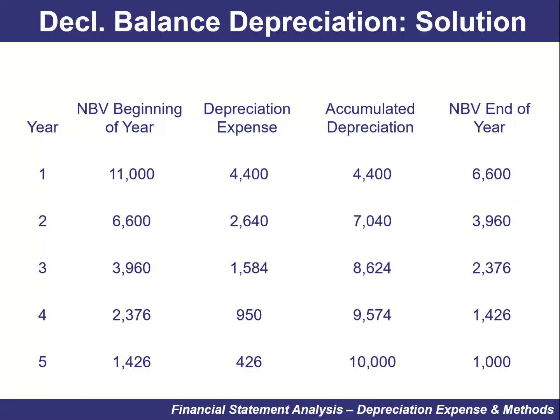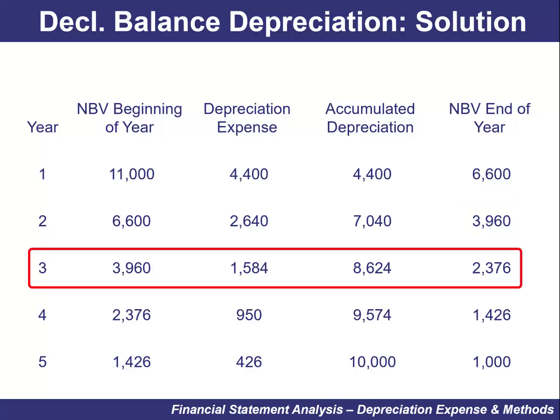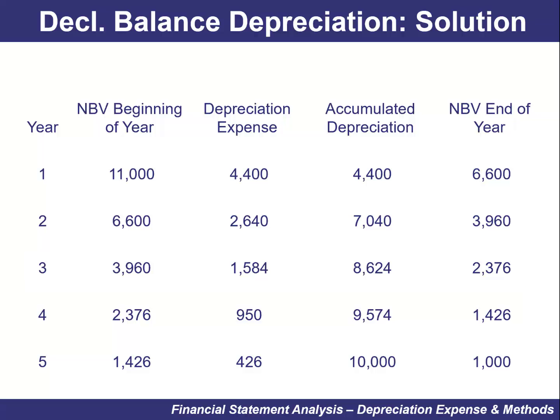Third year, we start with a net book value of $3,960. Depreciation is $1,584, and at the end of the year, net book value is $2,376. I'm going to just skip past the fourth year because the interesting part takes place in the fifth year. At the end of the fourth year, our net book value was $1,426.